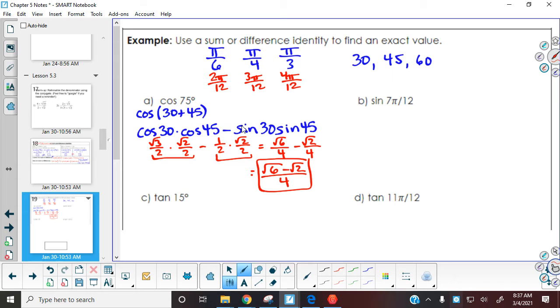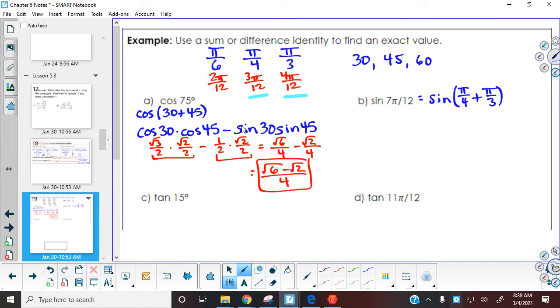All right, so if we take a look at part B, it is very similar. The only difference is it's in radians. So we look at 7 pi over 12. 7 pi over 12 is going to be a combination of those two, so 3 pi and 4 pi over 12. So what we can split this into is sine, and instead of thinking about it over 12 now, let's put it back in the ones we're familiar with. So sine of pi over 4 plus pi over 3.